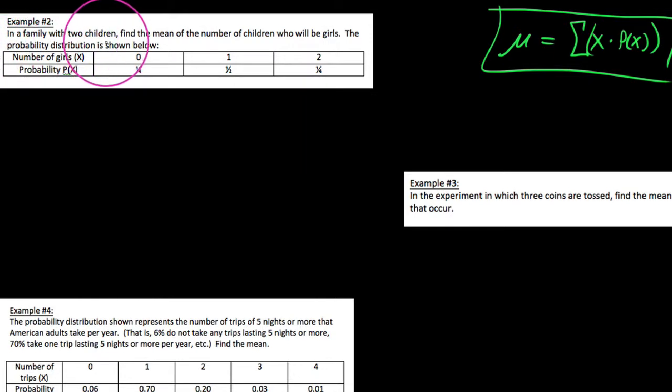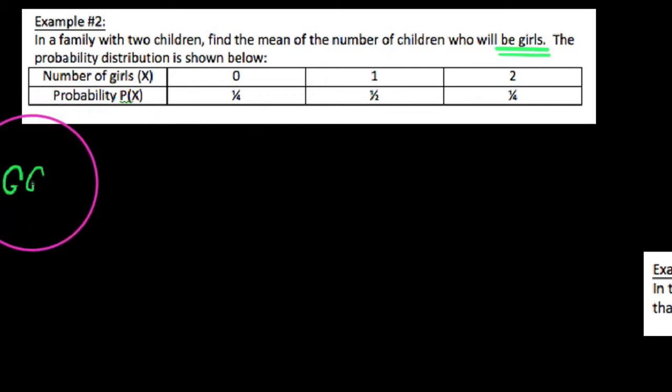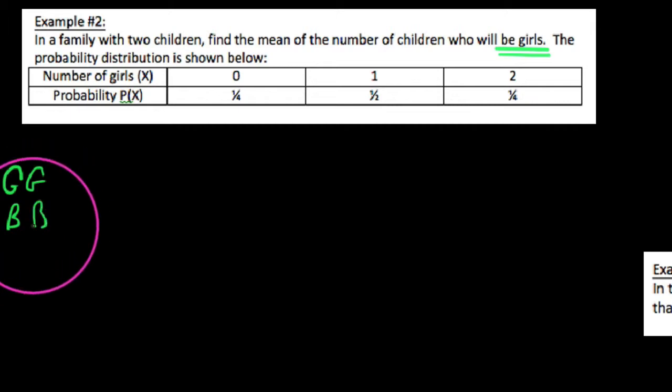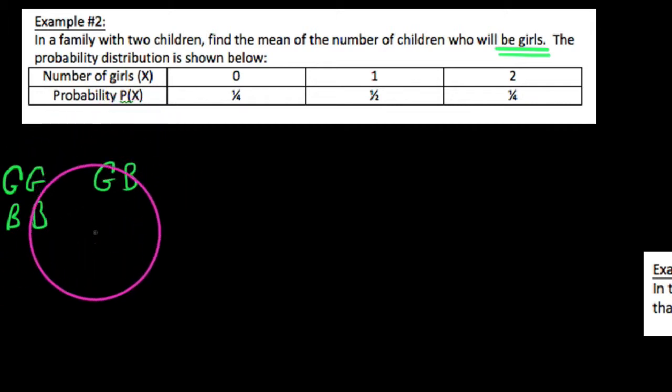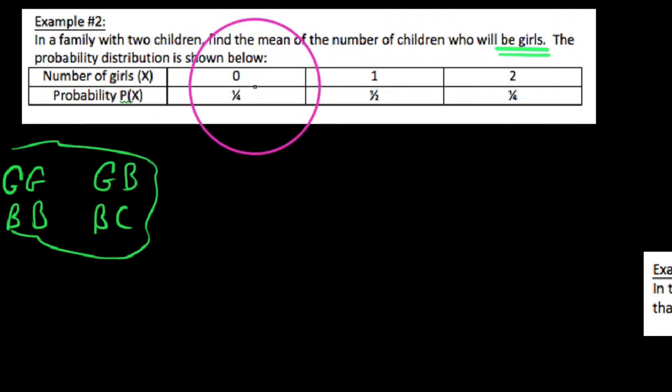It says, in a family with 2 children, find the mean number of children who will be girls. The probability distribution is shown below. For a family of 2 children, we could have a girl and then a girl, a boy and then a boy, a girl and then a boy, or a boy and then a girl. But basically we could have no girls, 1 girl, or 2 girls.